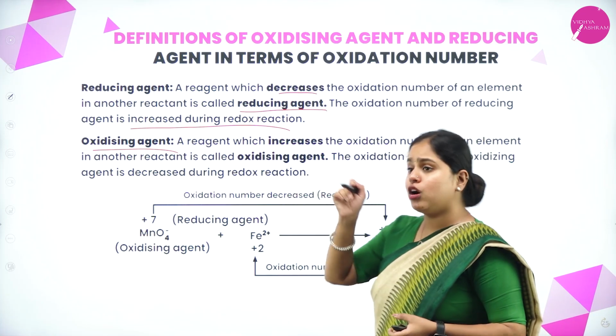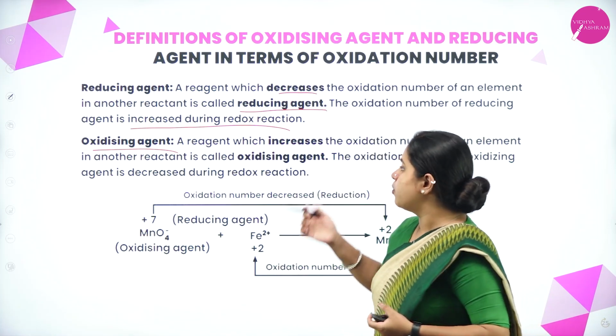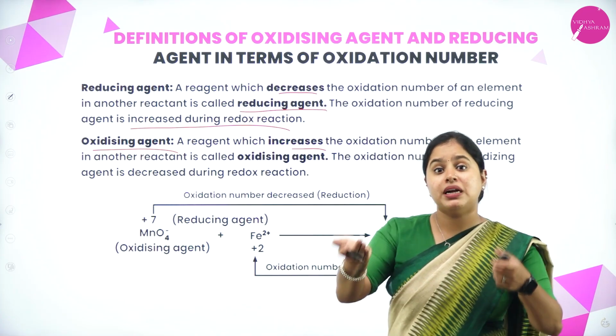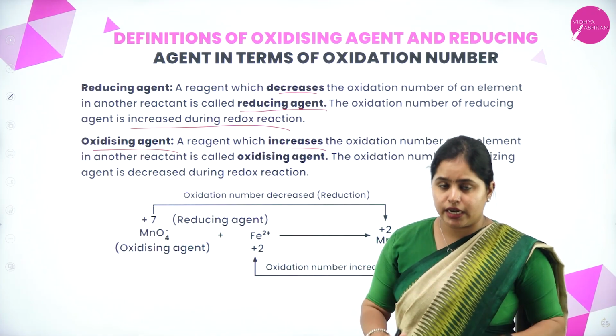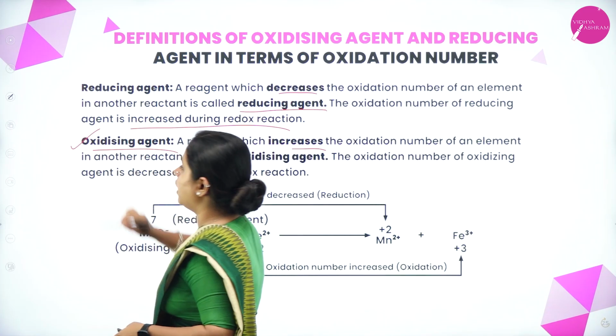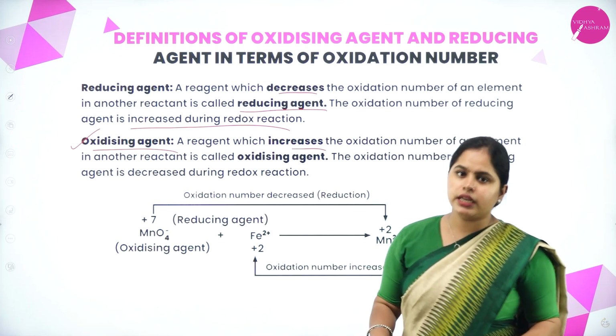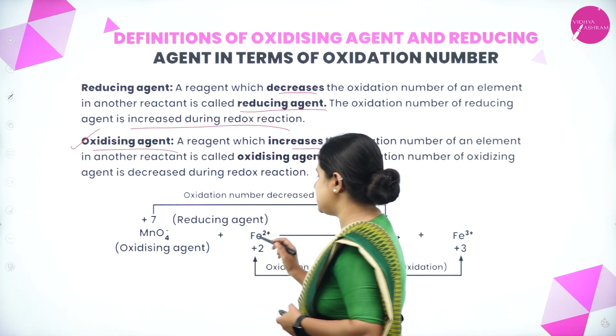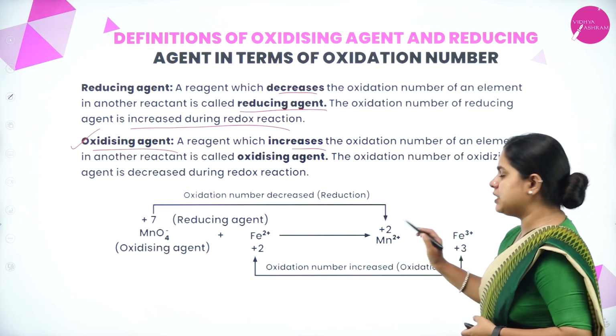Now moving on to oxidizing agent, it is a reagent which increases the oxidation number of another element, but it itself undergoes a reduction in its oxidation number, right? Oxidizing agent will undergo reduction by the decrease in oxidation number. So let's take an example here. MnO4- plus Fe2+ is giving Fe3+ and Mn2+.